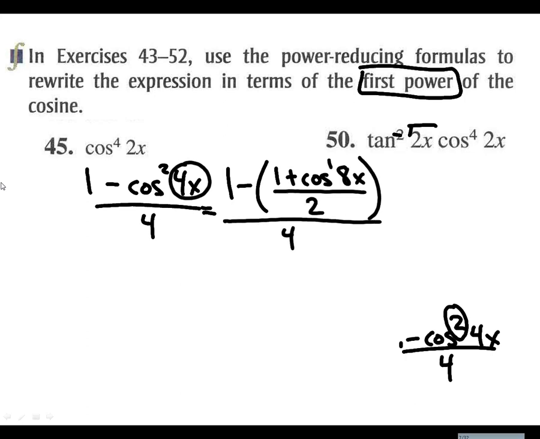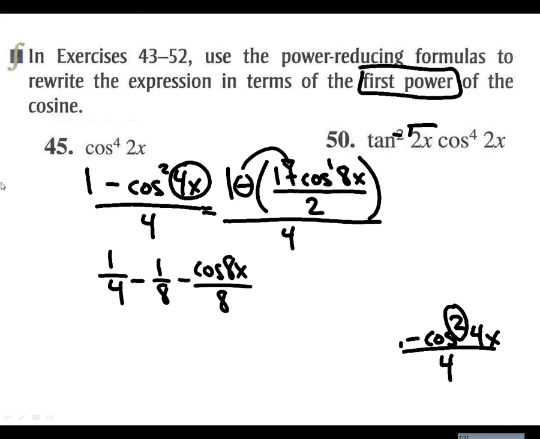Do we have the first power? Yes, we do. It's cosine of the first of 8x. So now we just have to go about cleaning this whole thing up. 1 over 4 is a fourth minus 1/2 over 4 again, minus an eighth, minus, this negative will distribute in here, be careful with that, cosine of 8x over 8.